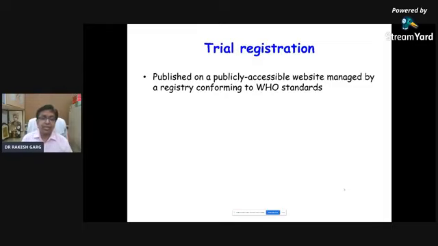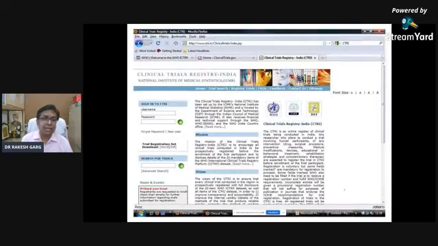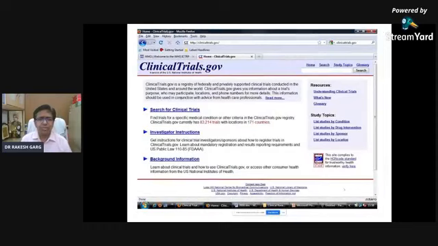Equally important is the trial registration. This has now become very important because your publications will not happen if you don't register them. You can publish in any publicly accessible registry. In India, we have CTRI where you can register. Internationally, we have more than 12-13 registries, and similarly there is clinicaltrials.gov from the US. So you can register in any of these registries. That will be a very, very useful tool for you.